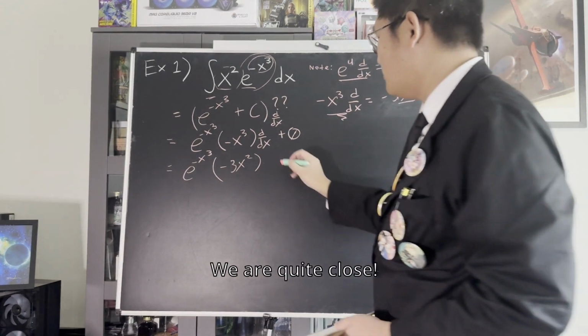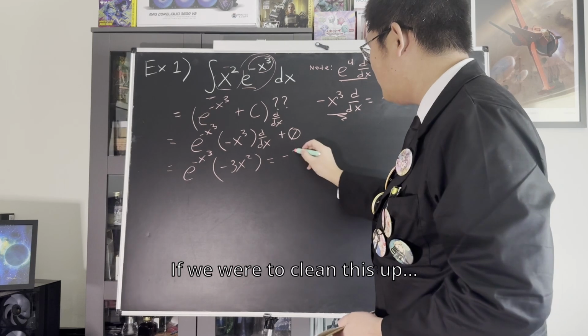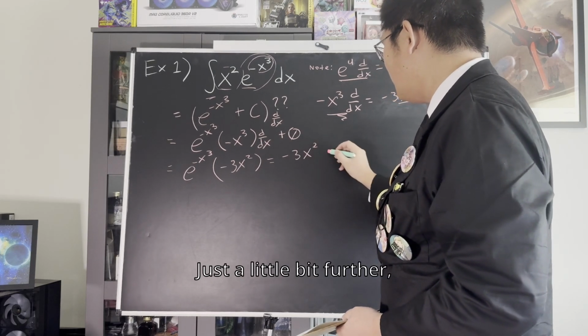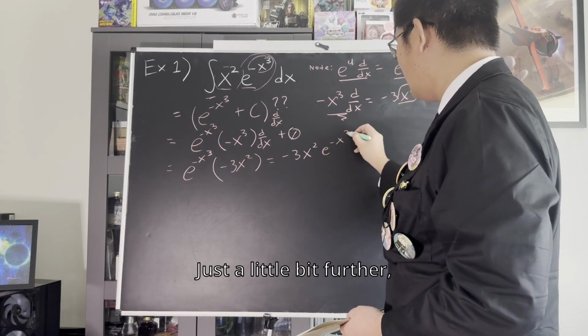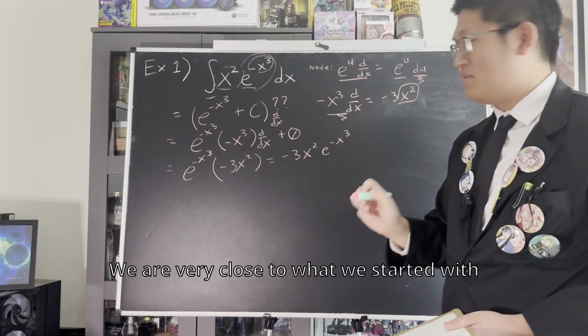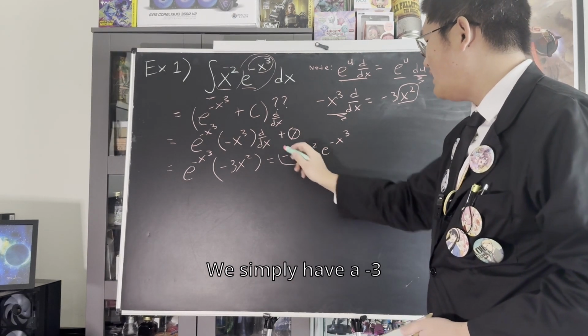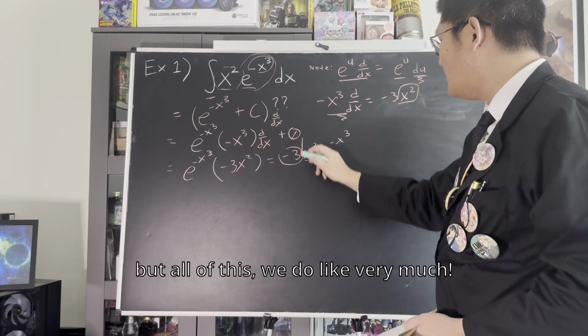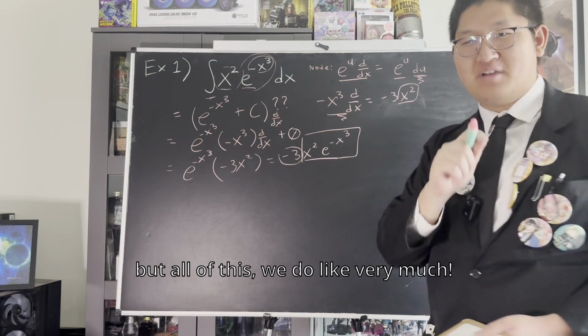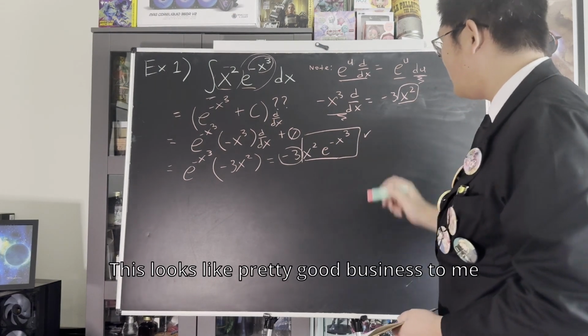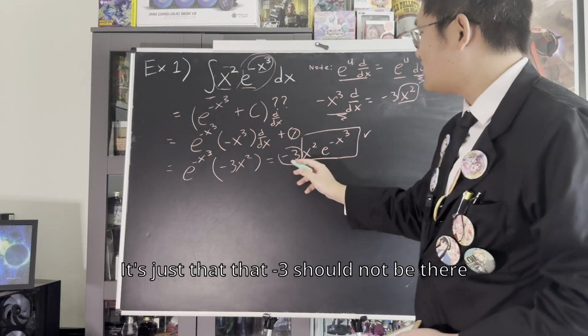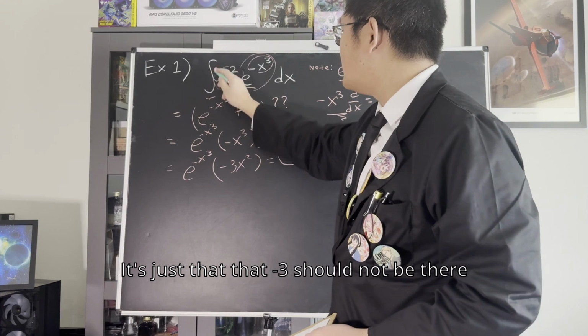We are quite close. If we were to clean this up just a little bit further, we are indeed very close to what we started with. We simply have a negative 3, but all of this we do like very much. This looks like pretty good business to me. It's just that that negative 3 should not be there.